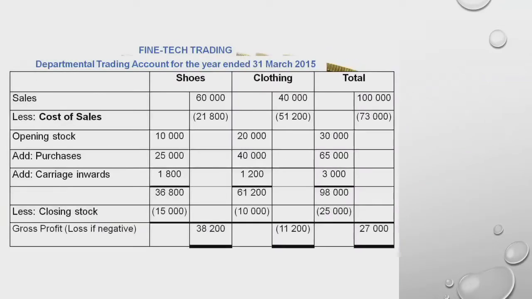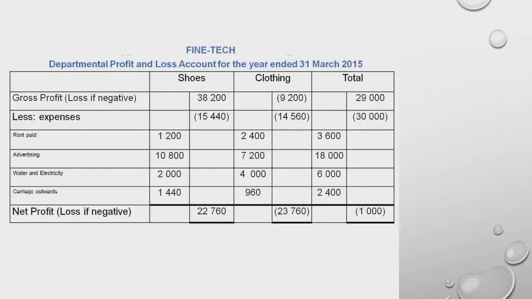Okay, that one is done. So expenses is there. Rent paid, each department has its own. So at the end of the day, you are now going to make a judgment on which department is doing so well. You see, shoe got a profit of 22,760 and clothing a negative of 23,760. The reason why we do this is because we want to make a comparison to see which department is doing so well and which one is doing so badly.